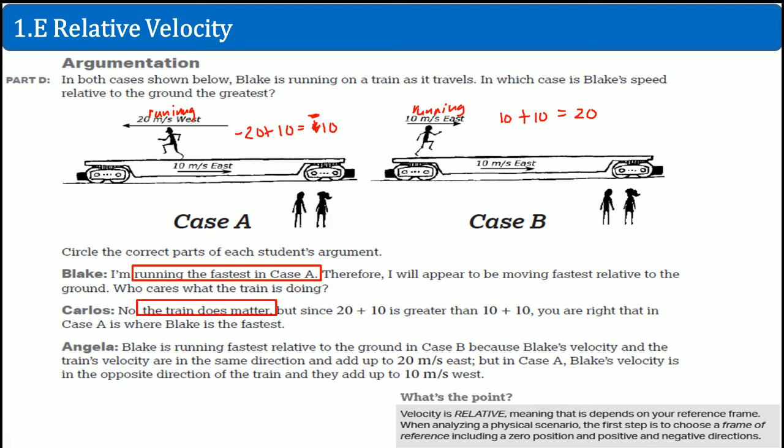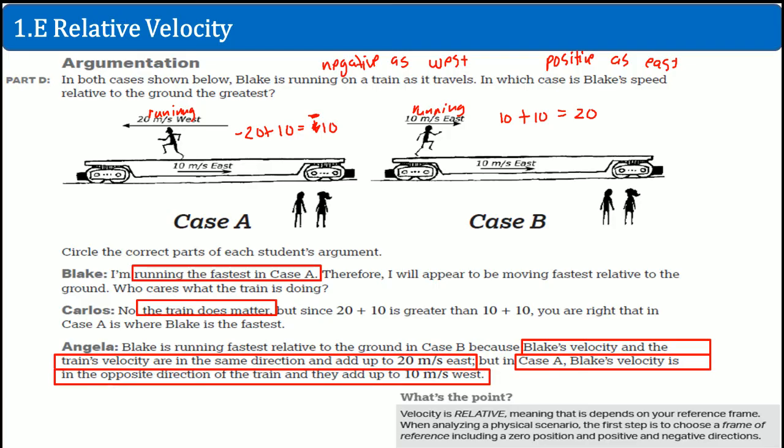That's why we have the negative here. Okay, again, if you would like to understand how I'm getting the signs, I am associating negative as west and positive as east. Okay, that's how I'm distinguishing them. So that is what Angelica said was true. Blake is running fastest relative to the ground. Okay, which is not correct, but her statement is true about the adding and the subtraction part.